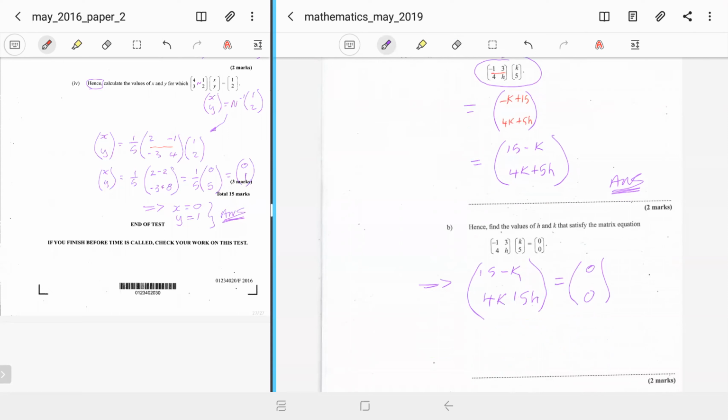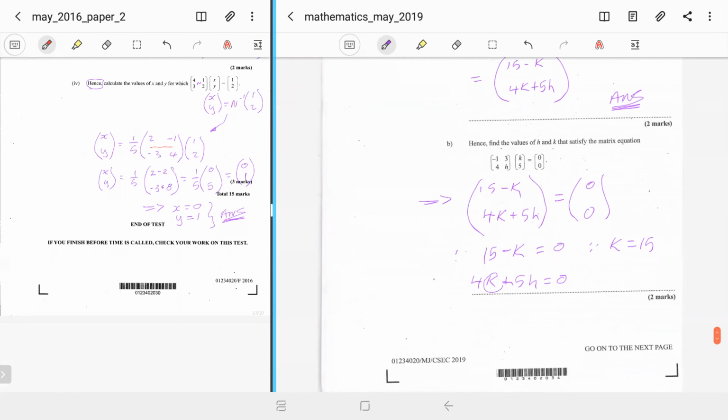You understand? So it said this equals 0 and this equals 0. This is a plus. This is a plus. Plus 5h. So we can say therefore 15 minus k equals 0. It therefore means that k equals 15 and 4k plus 5h equals 0.